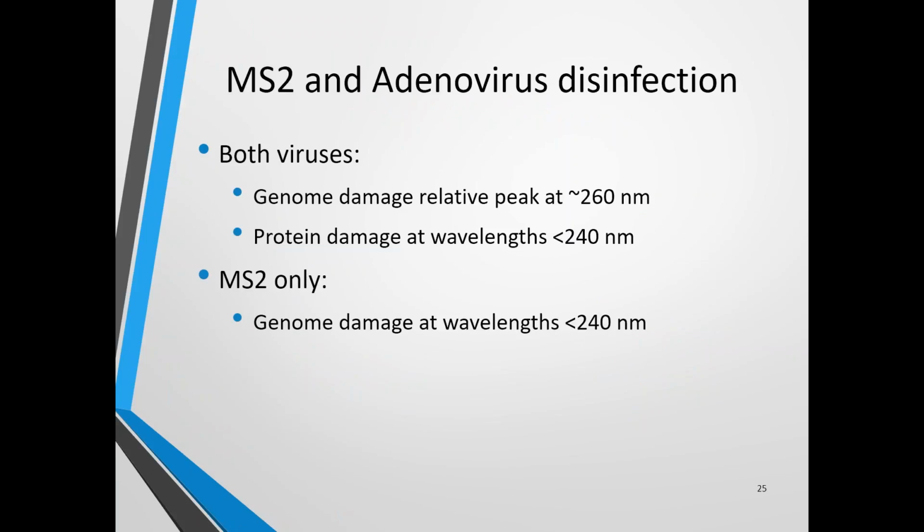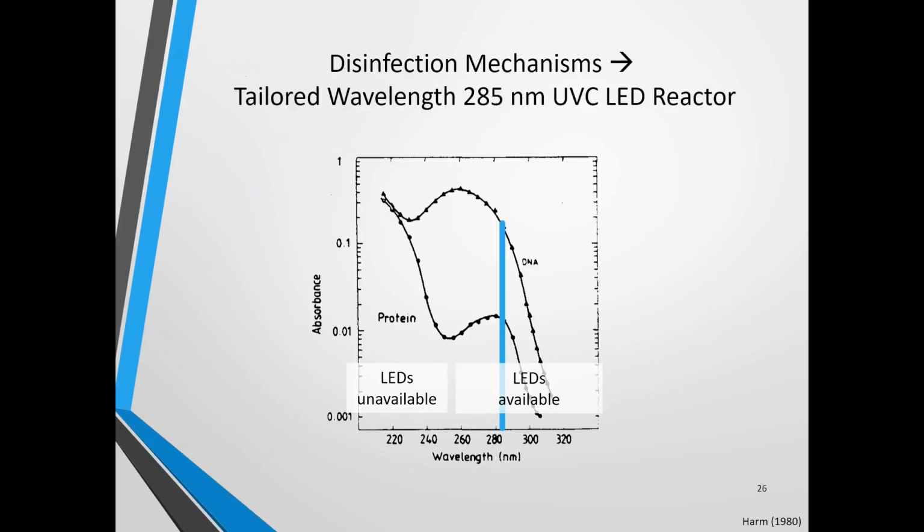To summarize, both of these viruses had genome damage with a relative peak around 260, which aligns with the DNA absorbance and RNA absorbance, and protein damage occurs efficiently at wavelengths below 240 nanometers. For MS2 only, we see genome damage at low wavelengths. And we can use this information to start to design UV reactors.